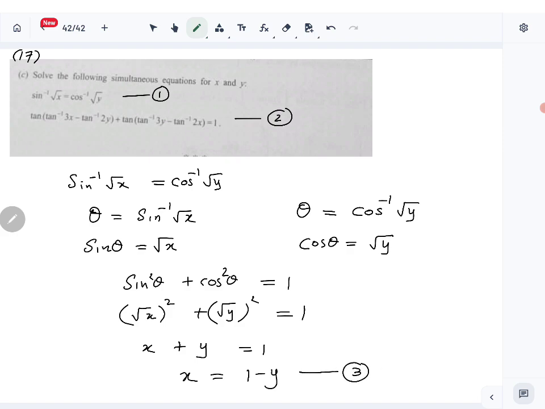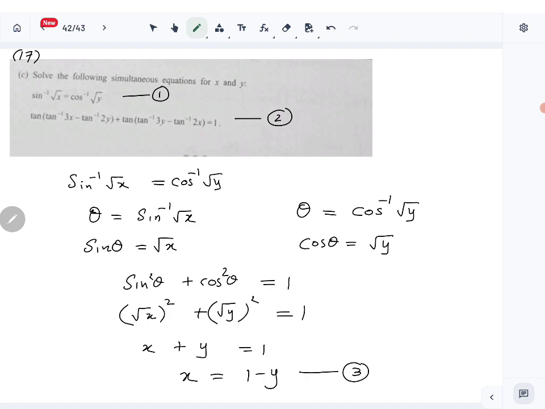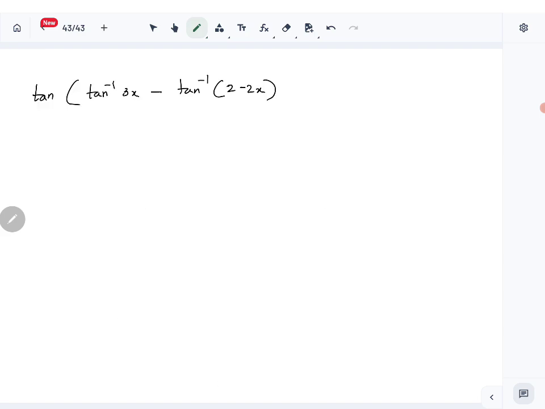Right. So now let me substitute this into the second equation. So I will replace x with 1 minus y in the second equation. Sorry, wait, I should have written this the other way: I want to replace y. So y equals 1 minus x.